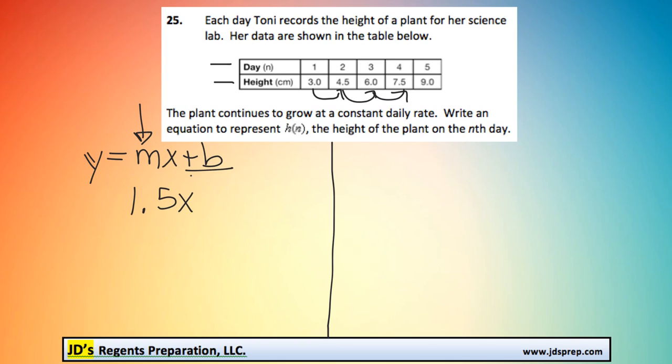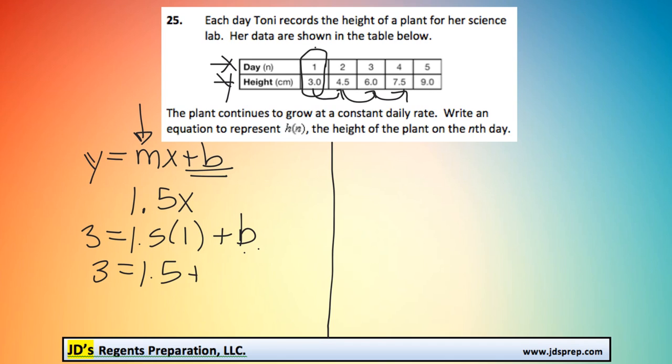Now to figure out the b value, we can replace x and y with one of these numbers. Of course, the days are x value and the height is our y value. So let's pick the first one here. I'll replace x with 1, so it'll be 1.5 times 1, and I'll replace y with 3. And we just have to figure what the b can be to make this equation true. And it would have to be 1.5 because 1.5 plus 1.5 is 3.